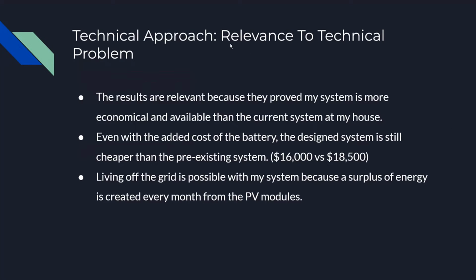The relevance to the technical problem. These results are relevant because they prove my system is more economical and available than the current system installed in my house. It's 17,000 versus 18,500. Even with the added cost of the battery, the designed system is still cheaper than the pre-existing system at my house. This means that living off the grid is possible because the surplus of energy is created every month and stored in the battery from the PV modules.